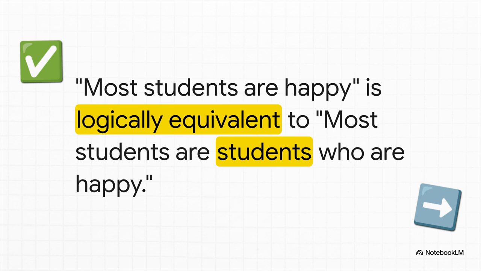Think about this sentence. Most students are happy. Now think about this one. Most students are students who are happy. They mean the exact same thing, right? Adding that extra "students who are" is totally redundant. And that's because the word most has already focused all of our attention only on the world of students. To figure out if the statement is true, we never ever have to think about anyone who isn't a student.